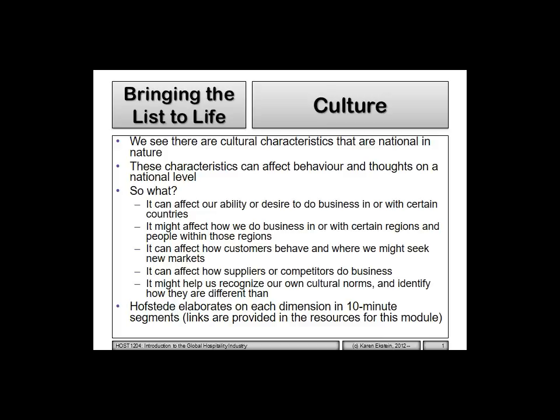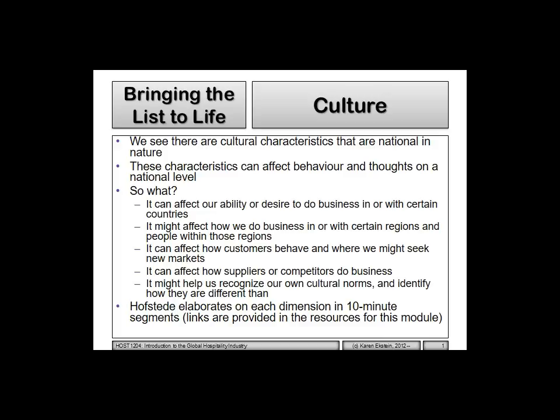At the very least, we can use his dimensions as a reminder that we shouldn't assume that everybody thinks and acts exactly the same way as we do, which is one of the errors that many companies have made when they've gone and done business in foreign environments. We also recognize the cultural characteristics of regions and organizations do exist. We have to keep in mind, however, that this doesn't necessarily mean that those environments are 100% homogeneous or that everybody within those environments are the same.